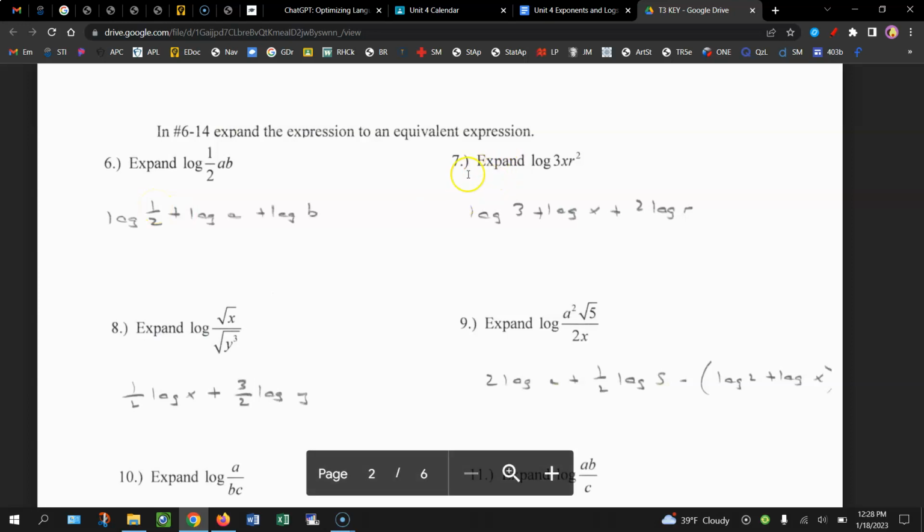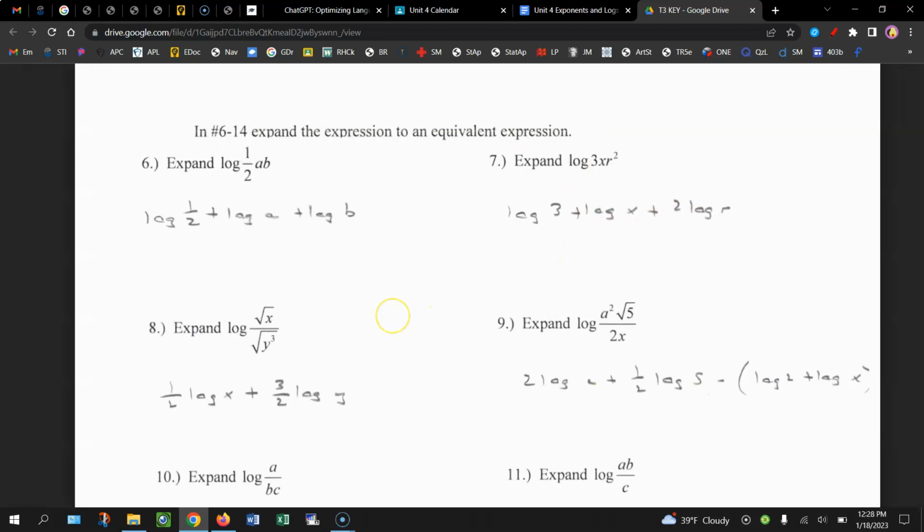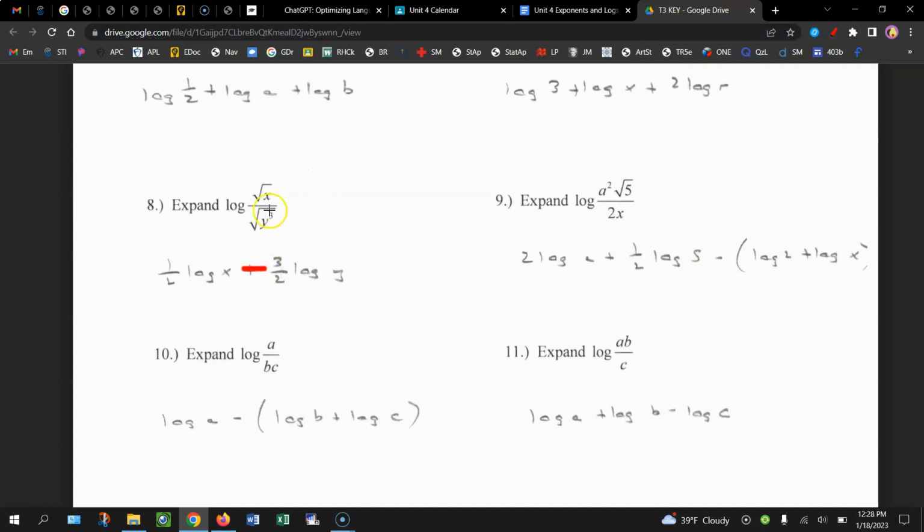You don't have to. Number 7, 3 times x times r squared, log 3 plus log x plus 2 log r. Power comes down front. You see multiplication, you do addition. Number 8, power of 1/2 log x. You see division, you do subtraction. So this is actually a mistake that I made on the answer key. This should be a minus here. Why 3/2? The power is 3 and the root is 2.